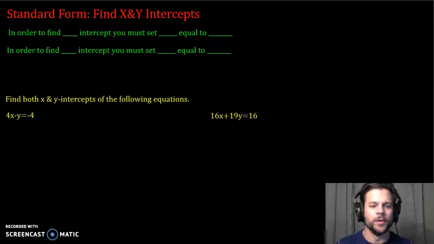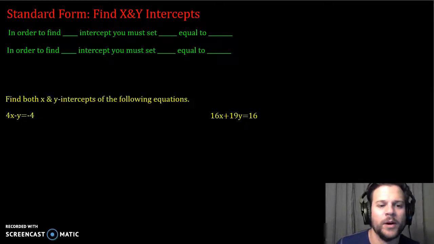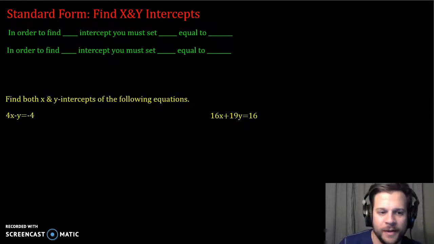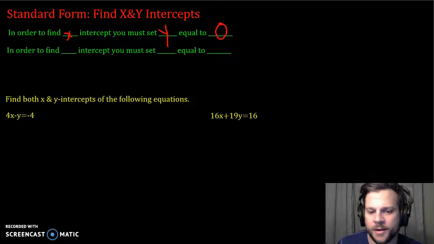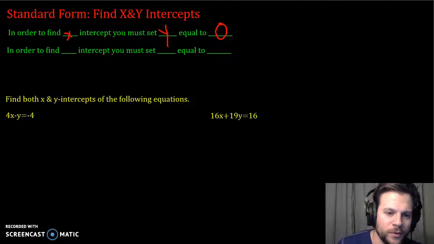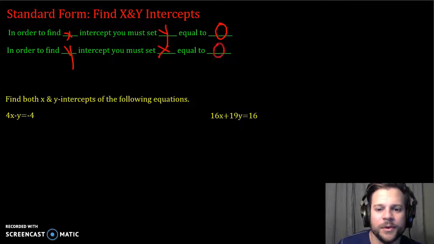Alright, in this tutorial we're going to go over how to find x and y intercepts for an equation that's written in standard form. In order to find each of your x and y intercepts, you have to set the opposite variable equal to 0, and then you solve for that variable. So for example, in order to find the x-intercept, you have to set y equal to 0 and solve for x. In order to find the y-intercept, you have to set the x value equal to 0 and then solve for y.